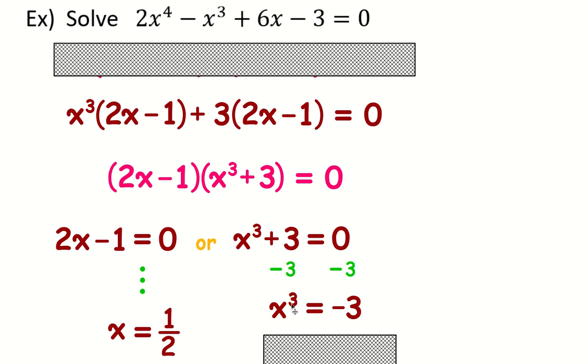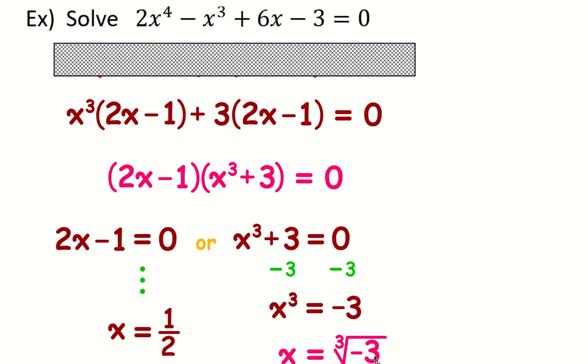Now, if this was an x squared, you'd be able to take the square root of both sides to solve for x, right? Well, this is x to the third power. So what we're going to do here is take the third root of both sides. Because what's the opposite of raising to the third power? Well, taking the third root. I know this is brand new territory, so bear with me. So what is the third root of -3?